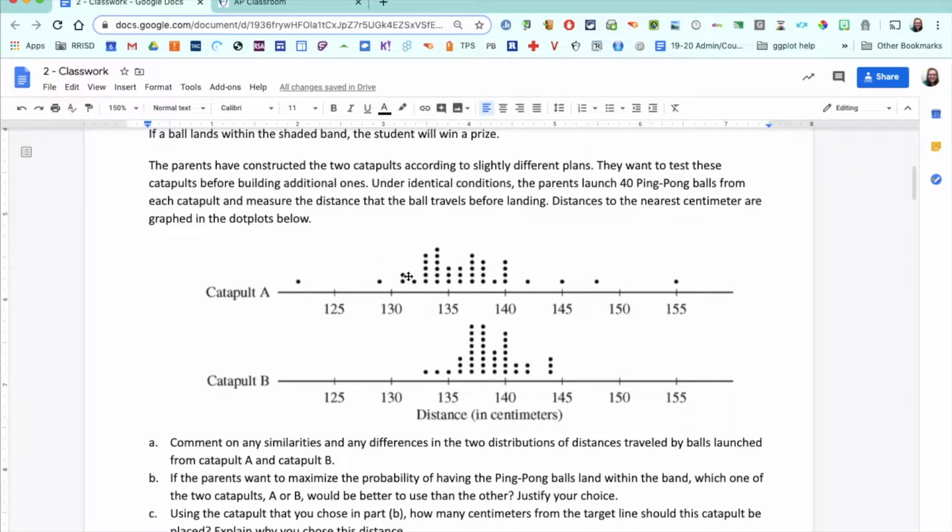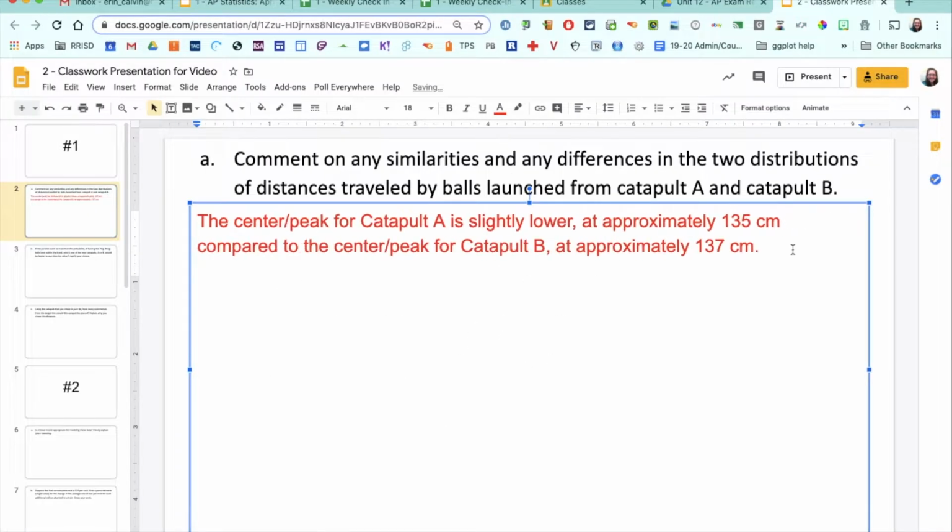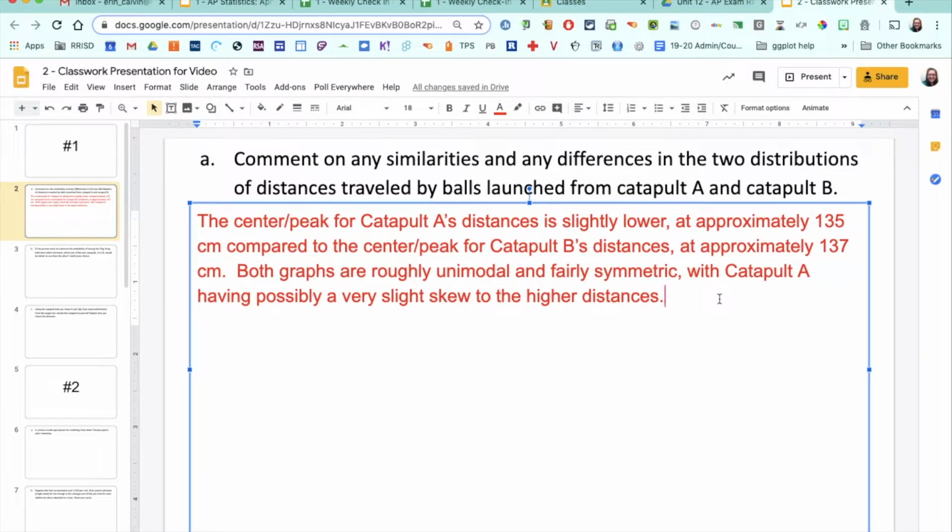But I'm going to say catapult A is roughly unimodal and fairly symmetric, maybe a tiny bit skewed to the right. And catapult B is also unimodal with a center a little bit higher, in that 137-ish range, compared to the center for catapult A, which is closer to maybe 135-ish if we average those two centers. So catapult B has a slightly higher center and is unimodal and also roughly symmetric. So that is my discussion of the shape as well as the center.